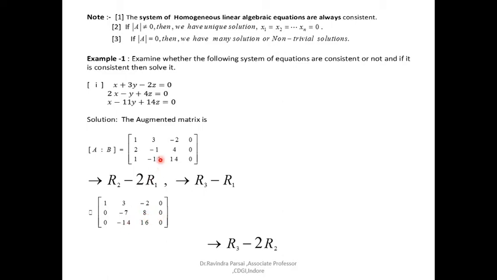Now we come to the third row by applying the third operation. 1 minus 1 is 0, minus 11 minus 3 is minus 14, 14 minus of minus 2 is 16, and this is equal to 0. Now the next step is to make this position element 0 with the help of these elements, so you are applying R3 minus 2R2.